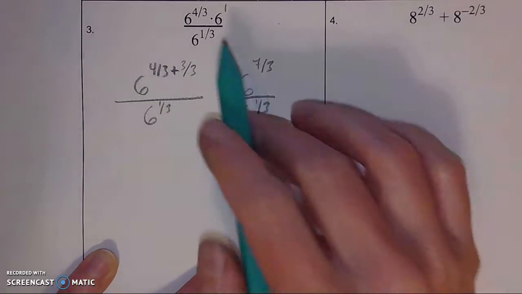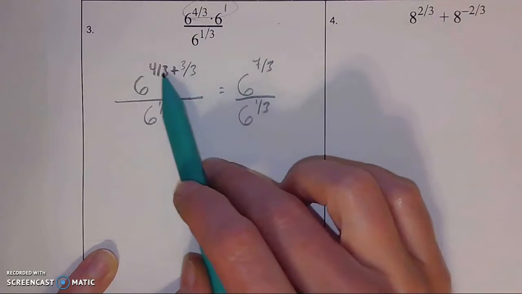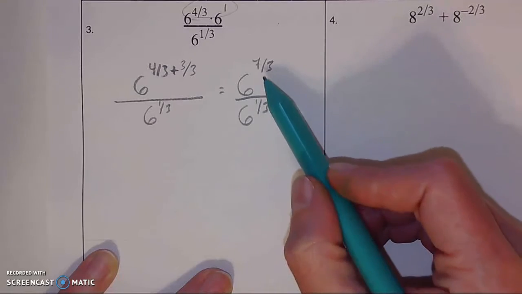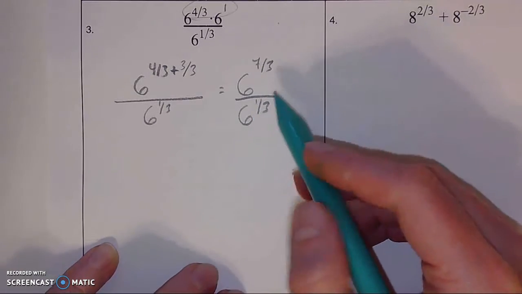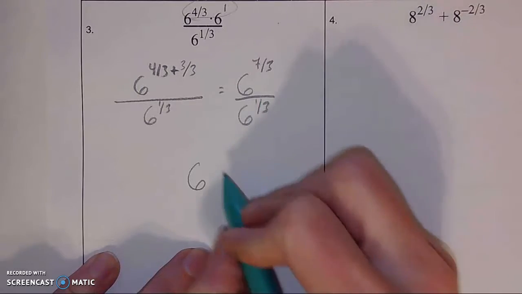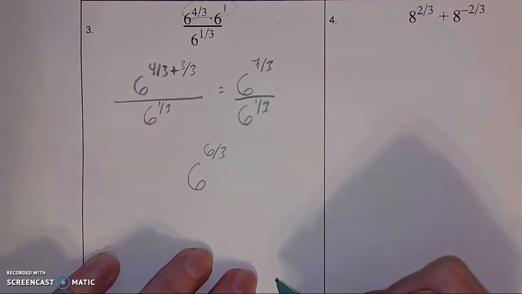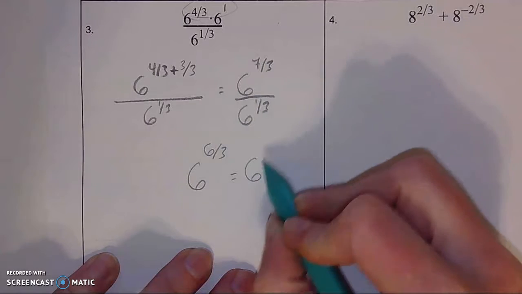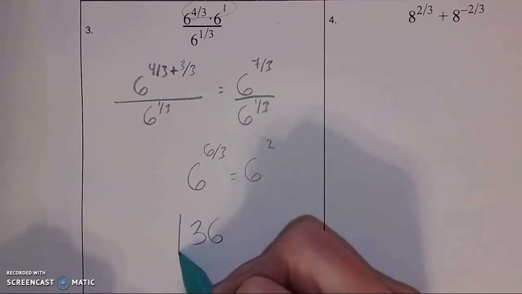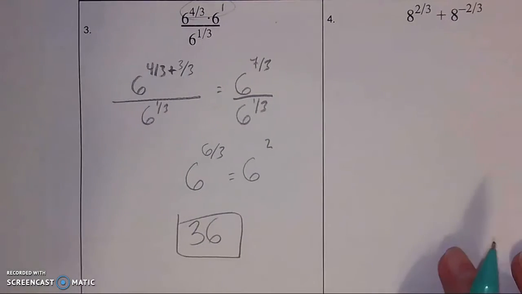So all I did was I had the same base, I multiplied, so I just added exponents, but I needed to use a fraction. But you could just type it in the calculator if you have one. Alright, now I have division with the same base, so I'm going to say 6 to the 7/3 minus 1/3 is going to be 6 to the 6/3, because 7 minus 1 is 6. 6/3 is the same thing as saying 2, and 6 squared is the same thing as 36. So that final answer is 36.